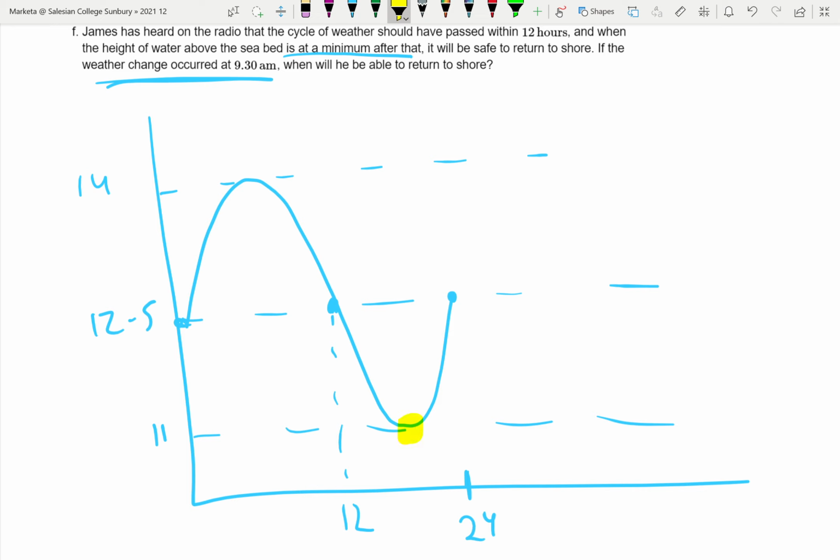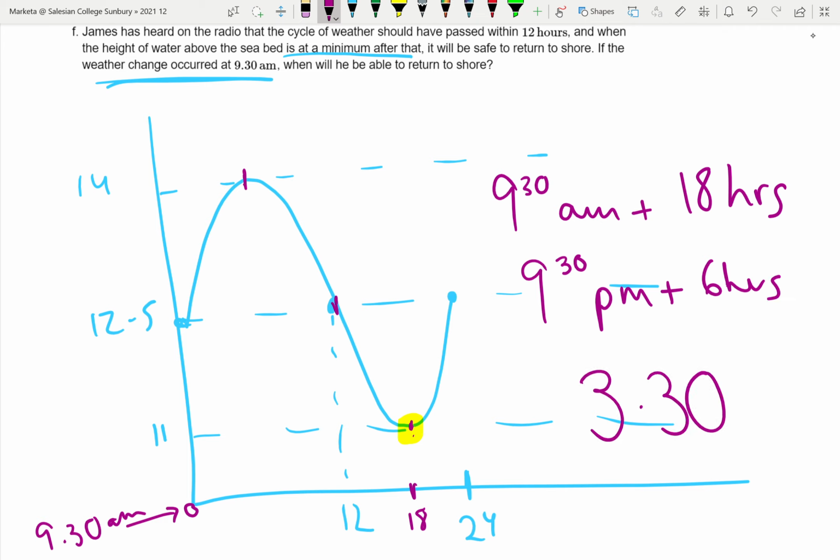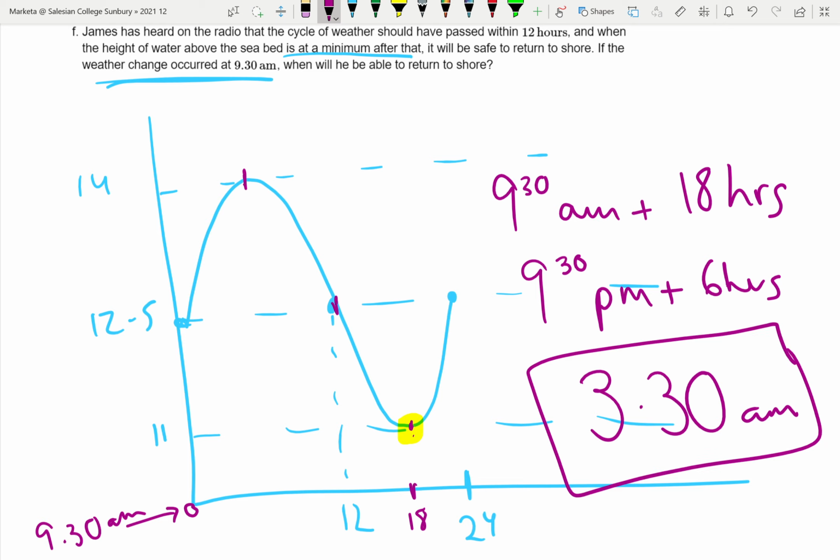So we already know that, from our previous graph, here's 6, 12, 18. So that's 18 hours. So we can say, well, here at 0, this 0 represents 9:30 a.m. So if 0 represents 9:30 a.m., 9:30 a.m. plus 18 hours is what we're looking for. So that's going to be 9:30 plus 12. It would be 9:30 p.m. plus 6 hours. And then that's going to be what? 3:30 a.m. the following day. So that would be our answer.